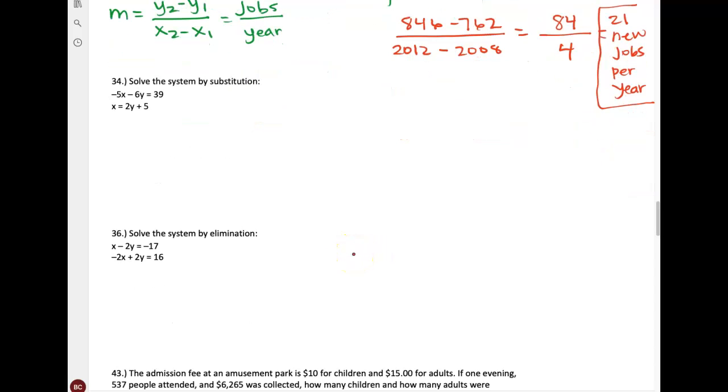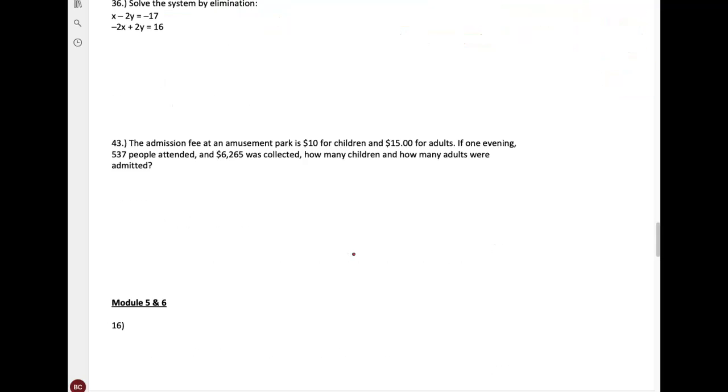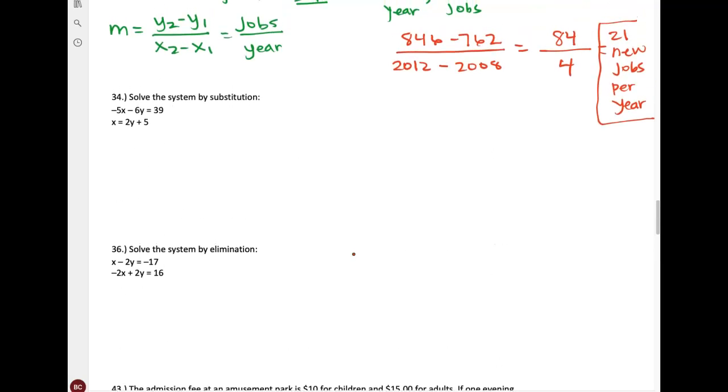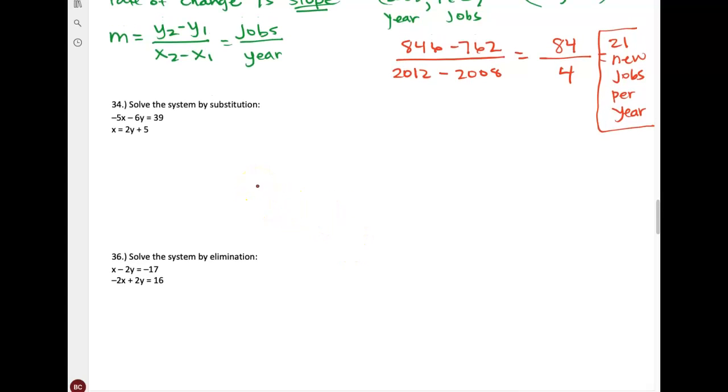All right, I want to make sure we get through almost to Module 5 and 6, but there's a lot of stuff on Modules 5 and 6 that I want to make sure we get to. So make sure you know how to solve using substitution and elimination. On the test, you're not going to be able to tell which way you solved it, but remember, if you have a variable already by itself, like on this one, where we've got x by itself, we're going to put all of this 2y plus 5 in place of x in our other equation.